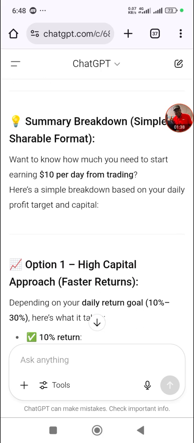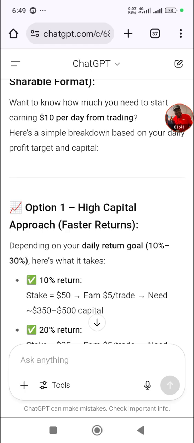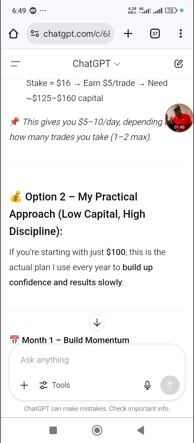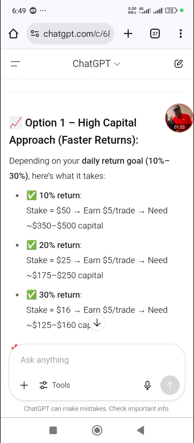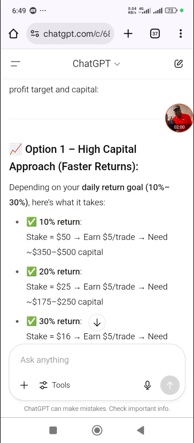Now, the daily profit target, there is a high approach. That's option 1. Then there is option 2, my own practical approach. This is what I do every year. I'm going to show you option 2. But let me break down the high value so that you get to understand how it is. So let's say you're targeting daily return of 10% to 30% of your stake. Meaning whatever amount you are placing down, you are only targeting 10 to 30% as returns for that day.